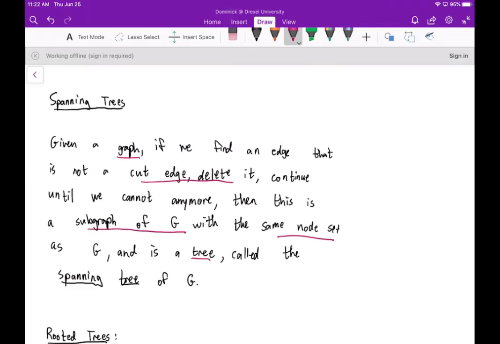So now at this point, once we can't anymore, every single edge is a cut edge, which means that we have a tree, and we refer to this special tree as the spanning tree of G.